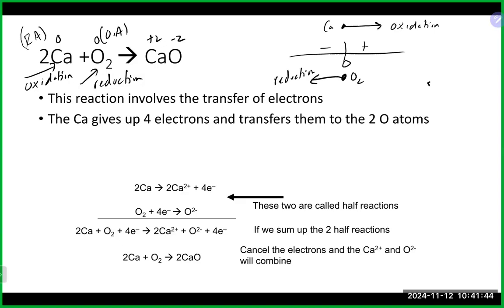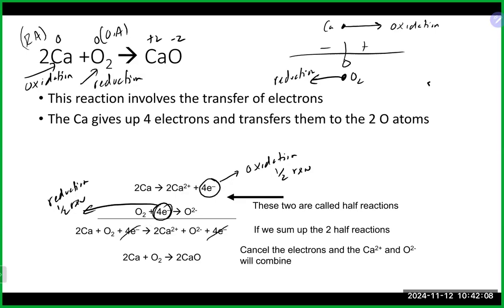Once again, we could split this up into two half reactions. We see our electrons here on the product side, which tells us this is our oxidation half reaction. And here we see our electrons on the reactant side, which means this is our reduction half reaction. Again, electrons will essentially cancel out and give us the overall reaction when we put it together.